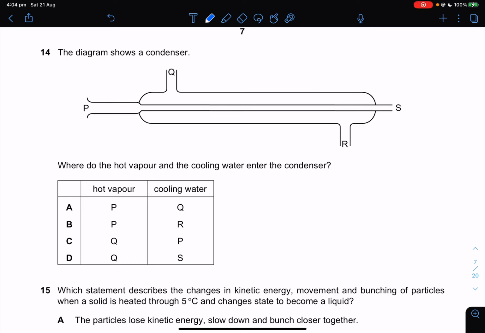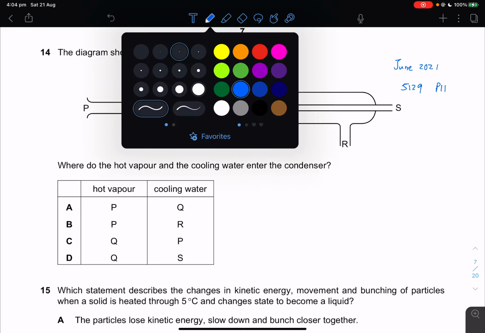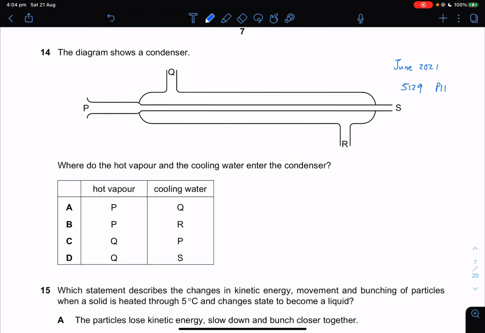So in this question 14, this is for the June 2021 5129 Combined Science Paper 11 syllabus. In this question 14, we have a condenser. A condenser is typically used in the distillation apparatus. Distillation is a Year 9 topic under separation techniques, in terms of purity of substances.